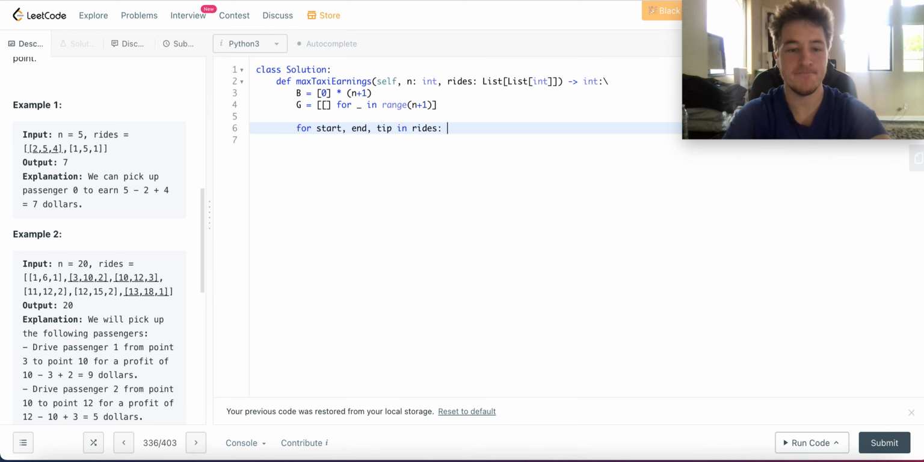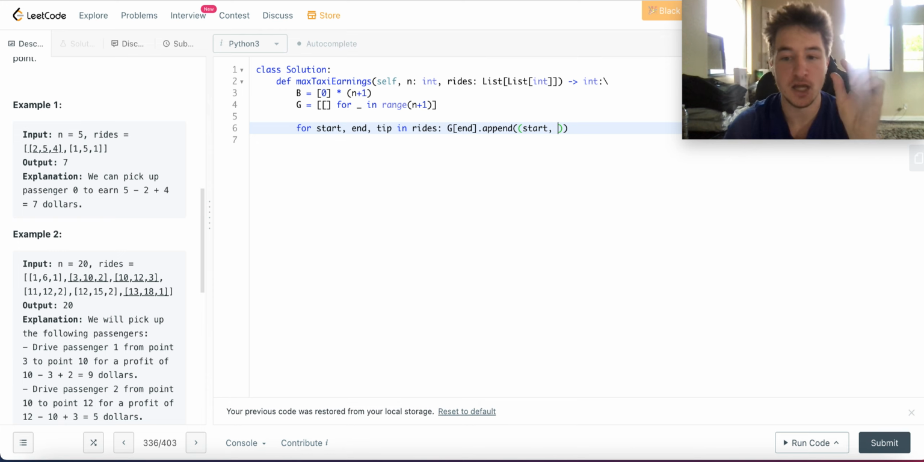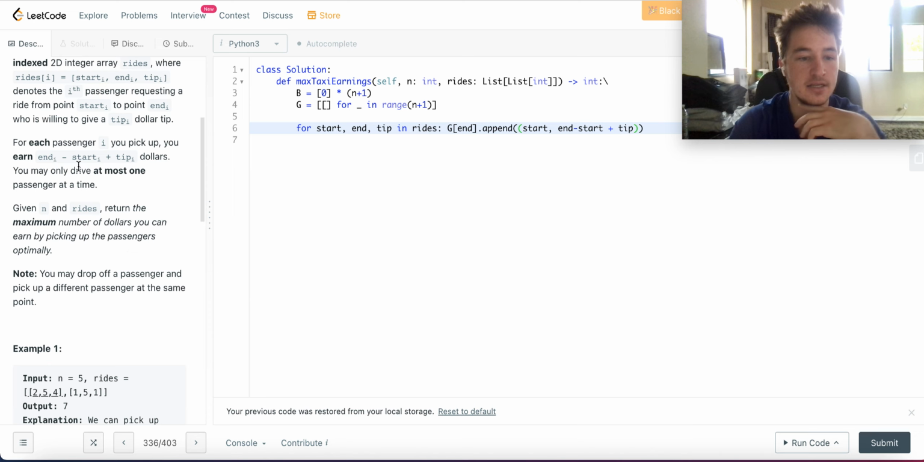We look at each ride, and then we say G at the end time. The end time has an edge going into it, so we'll append to that the start time, so we know where I picked this person up, and then the value of the edge. The value of an edge is end minus start plus tip, and I'm directly taking that from here. End minus start plus tip. We look at each ride and play this game.